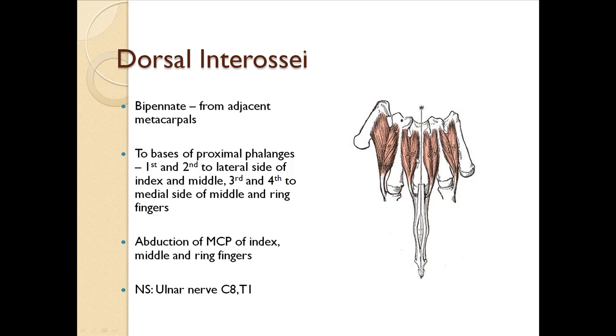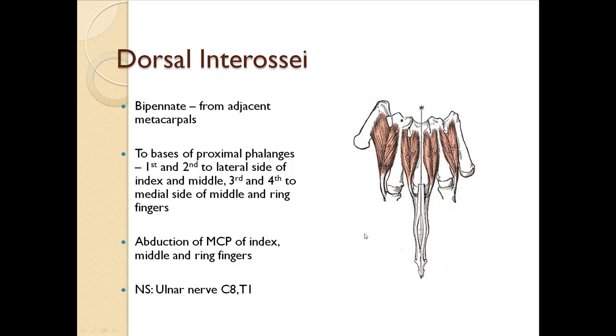The second dorsal interosseous does a similar thing. It goes from adjacent sides of the second and third metacarpals onto the radial side of the base of the proximal phalanx of the middle finger. The third interosseous goes from the adjacent sides of metacarpals again, but this time it goes onto the ulnar side of the middle finger, and then the fourth dorsal interosseous goes from adjacent sides of metacarpals onto the ulnar side of the ring finger. And the function of the dorsal interossei is to produce the movement of abduction.